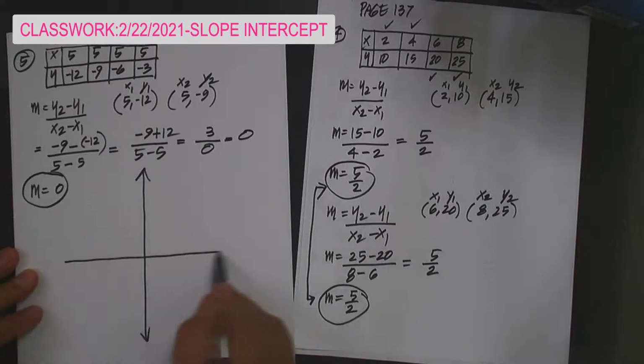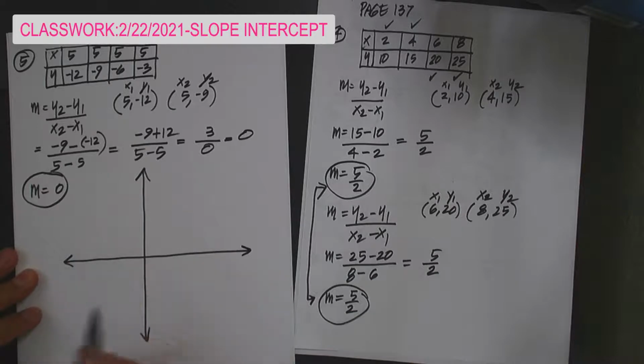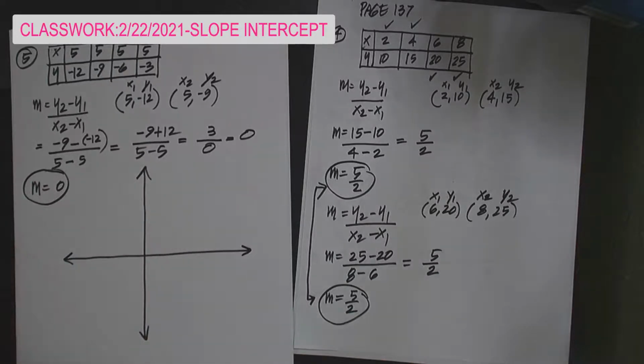Let's check. Remember, as I have told you, you will know if a line has a slope when the direction of the line is either going to the left or going to the right. Those are the two directions of the slope. But if the line is not facing in that direction, your slope might be 0 or undefined.